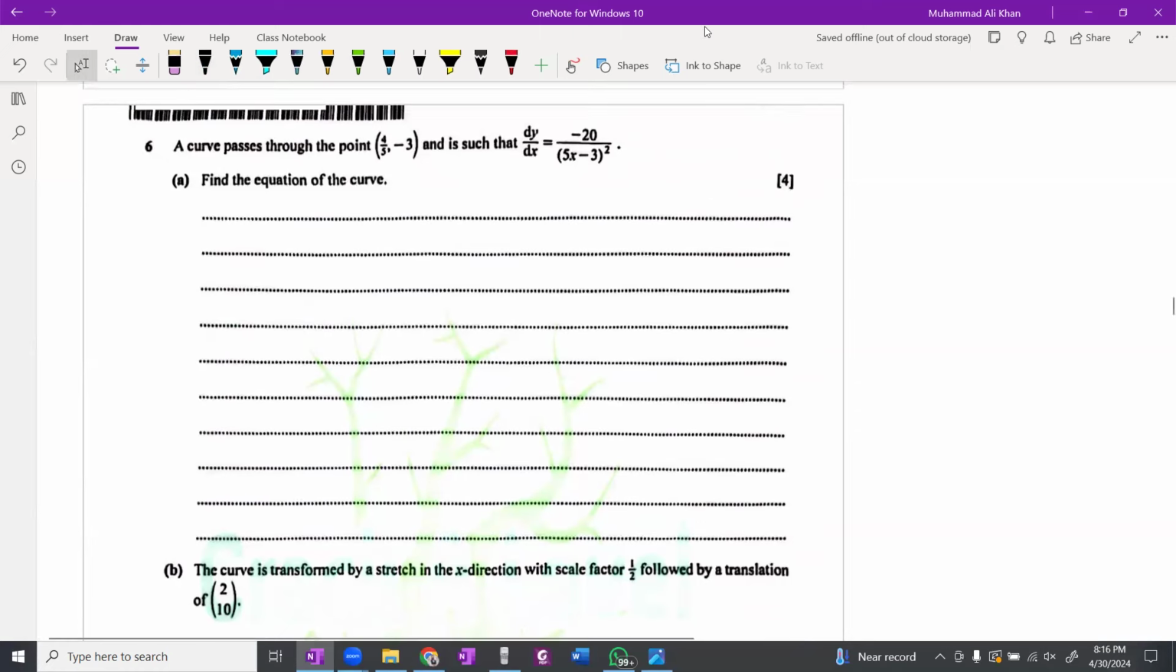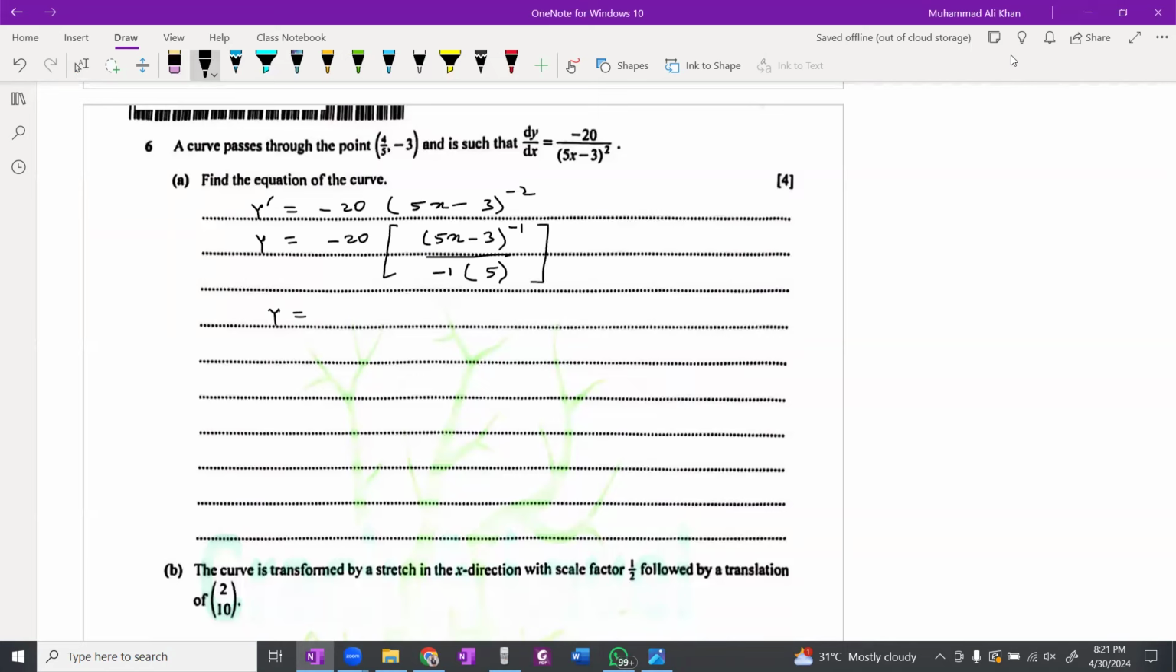Now, question number 6. In question number 6, a curve passes through the point 4 upon 5, minus 3, and the gradient of the curve is given. Find the equation of the curve. It means we have to integrate this equation. So y dash is given. Y dash is minus 20, 5x minus 3, whole power minus 2. If we integrate this, y equals minus 20, 5x minus 3, whole power minus 2 plus 1 is minus 1, upon minus 1, times the derivative of the base, which is 5. So y equals 4 upon 5x minus 3 plus c.